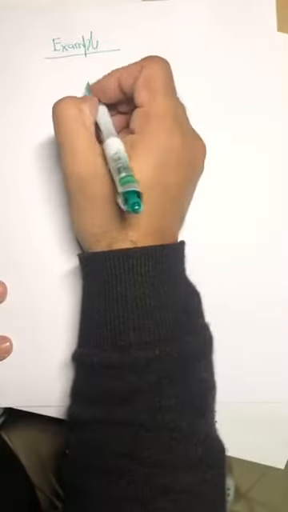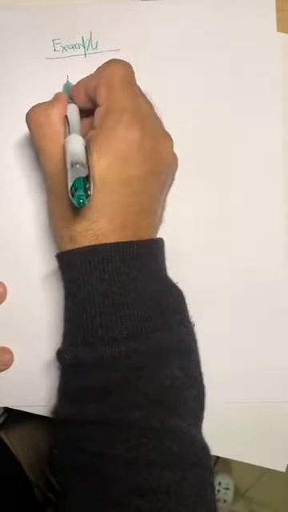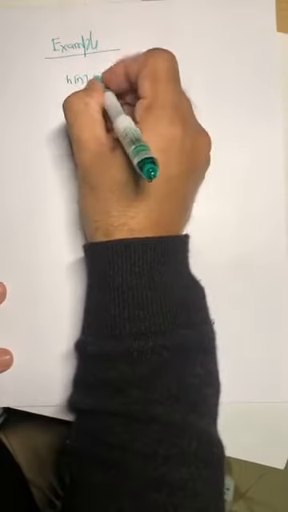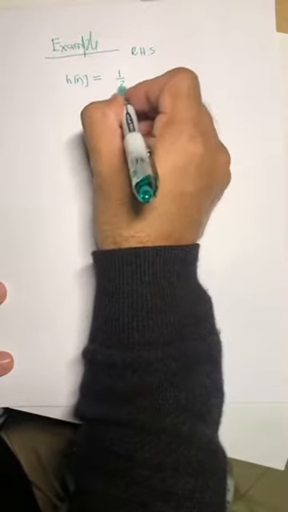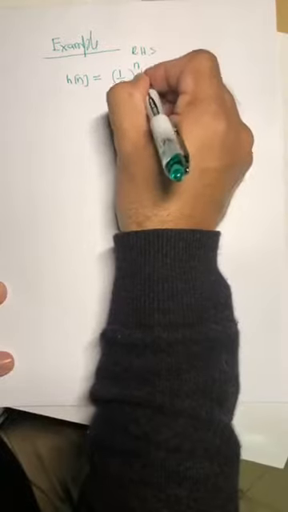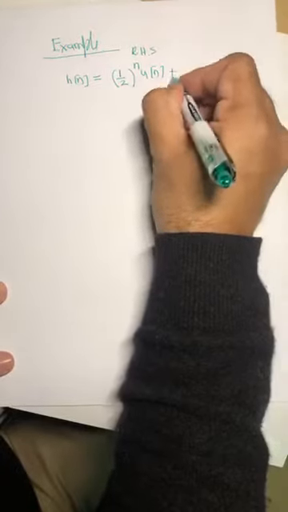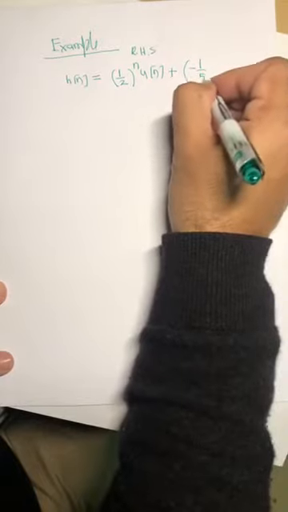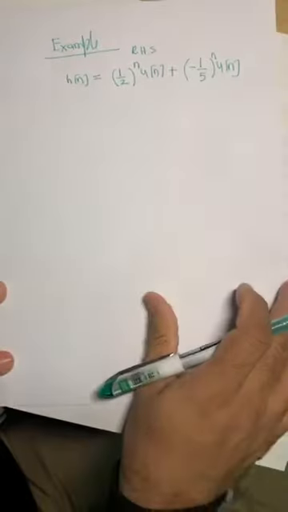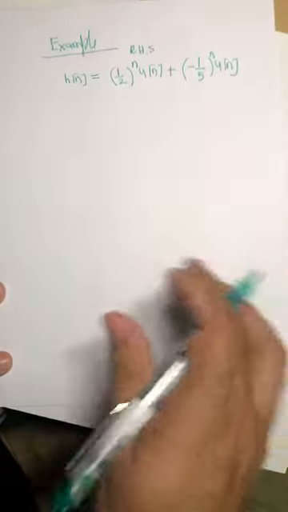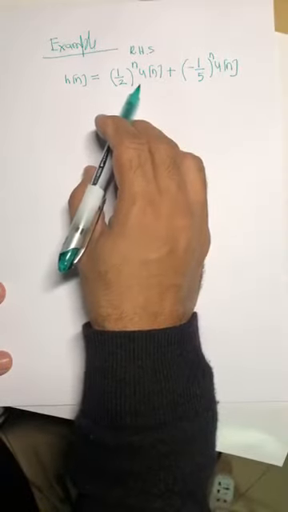So let's have a system with multiple poles. Let's say you have a sequence h of n. We'll do both examples, first left-hand side and then right-hand side sequences. So let's have right-hand side sequences: one half to the n, u of n, plus minus one fifth to the n, u of n. Okay, so this is a case where you have two sequences. Both are right-hand side.